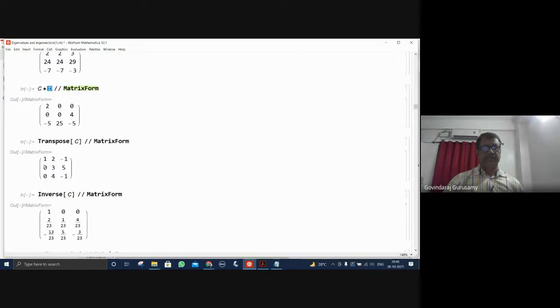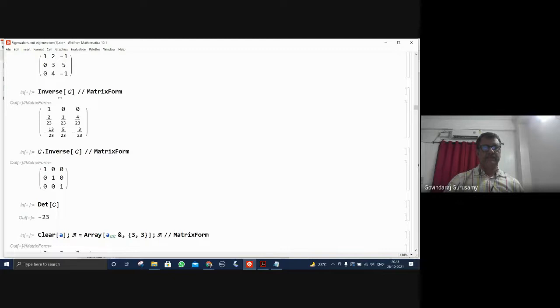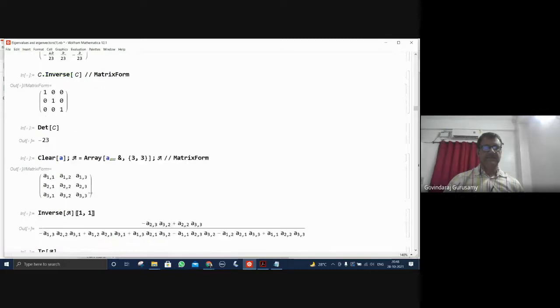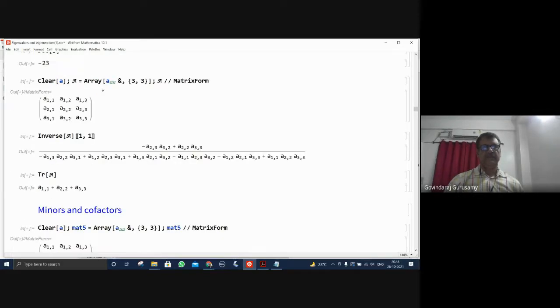Transpose C. It's possible to transpose. Find the inverse. Very easy to find the inverse. C dot inverse is going to be unitary. The determinant of that C can be found. Then you have the array here. So find the inverse, and what is the first element? 1, 1. This is what your first element is.